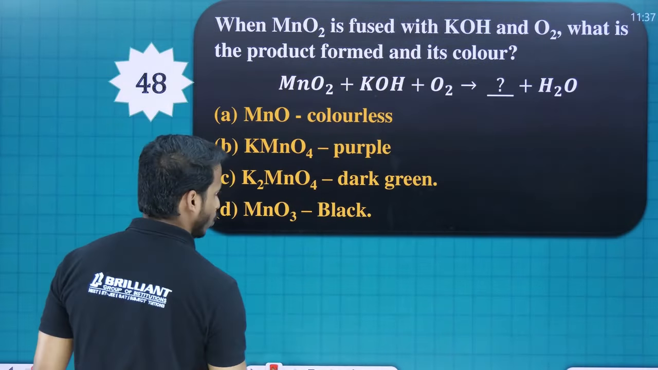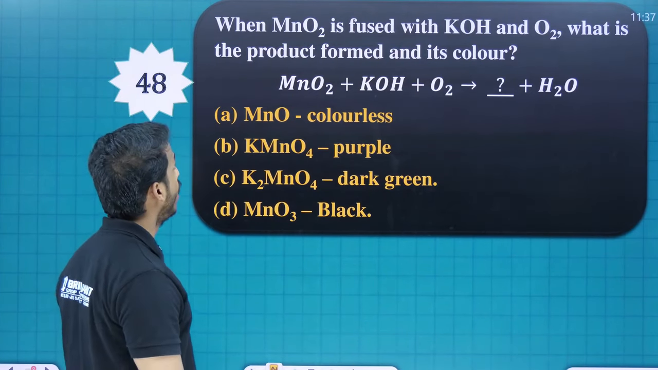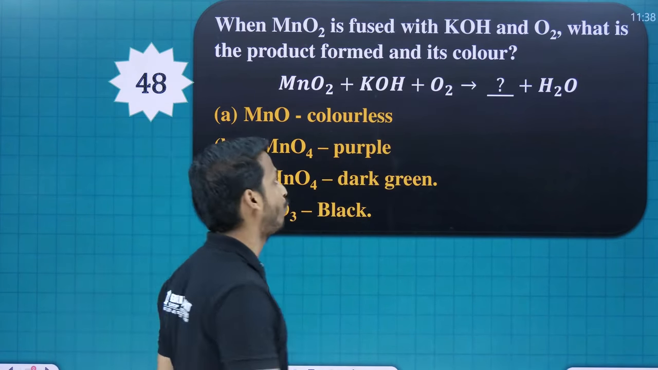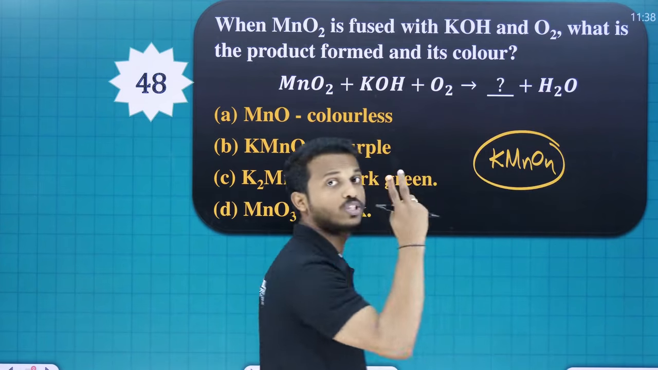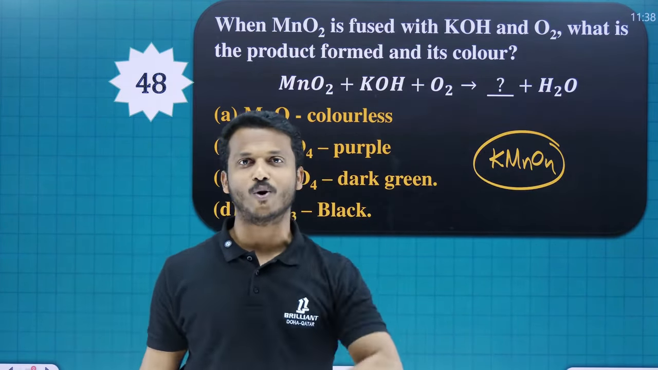Now, when MnO2 is fused with KOH and O2, what is the product formed? Here it is in the preparation of KMnO4. It is the question from the preparation of KMnO4. Two steps are there. Please study all. MnO2 is called pyrolusite ore.